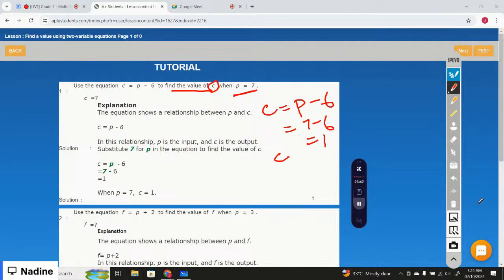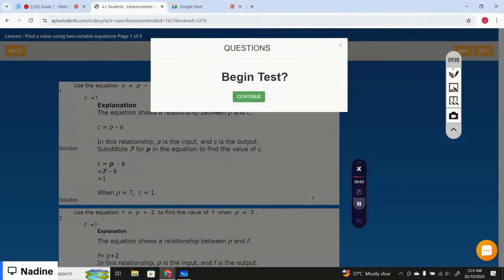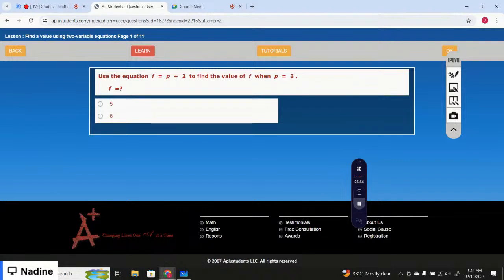Okay, let's just start with the test questions. So you are given the equation and the value of one of the variables. You need to put that value in the equation and find the value of the other variable, right? Just look at the example. Use the equation f equals p plus 2. That is the equation given.